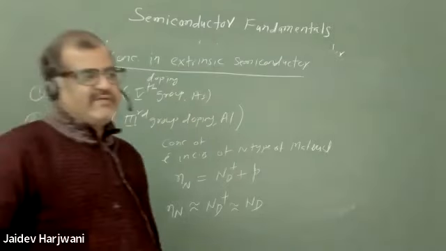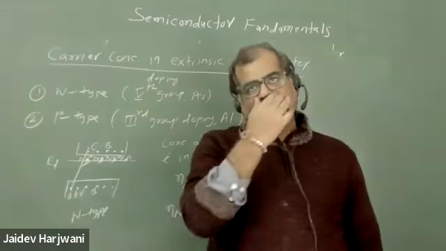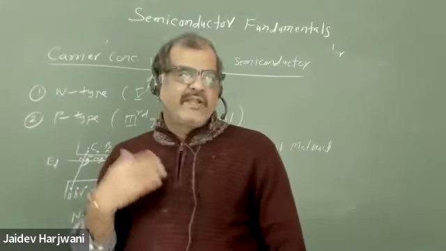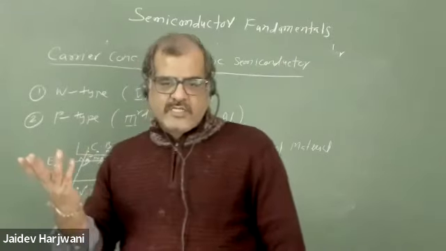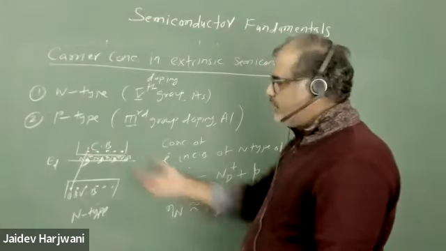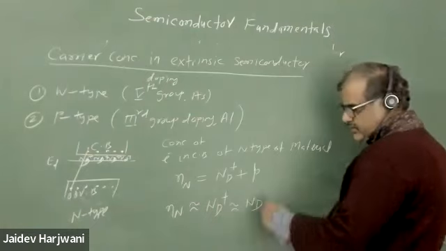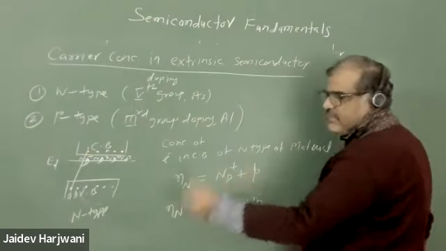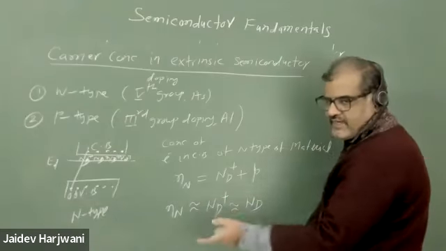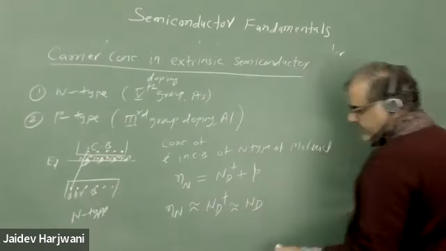So suppose I have 10 raised to power 10 atoms doping. Each atom will give you 1 electron. That means now in the conduction band I have 10 raised to power 10 electrons. The number of electrons is equal to the number of doping atoms, assuming full ionization. If the question says 50% ionized, then you can take Nd plus equal to 0.5 Nd, that is Nd by 2, but I'm assuming full ionization.